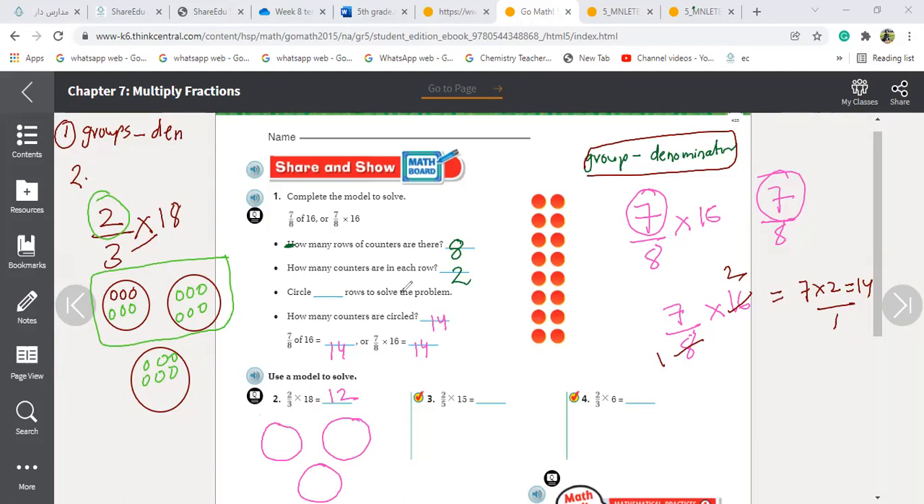Number one, A. We didn't write anything over here. What is the number we're supposed to write here? Circle 7 rows. Why do we circle 7 rows? Because we have to do 7 out of 8. Okay. And B, can I enter with you after her?